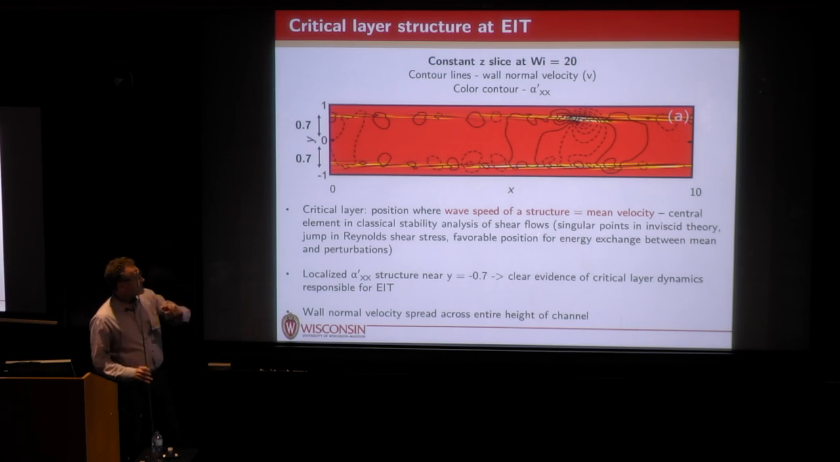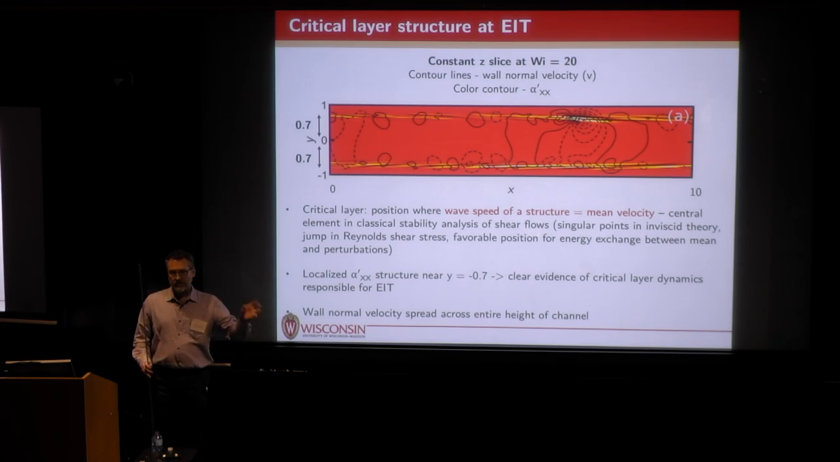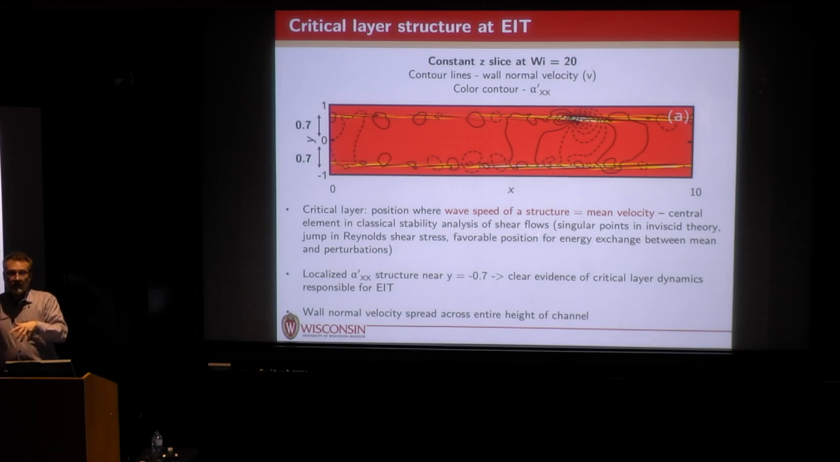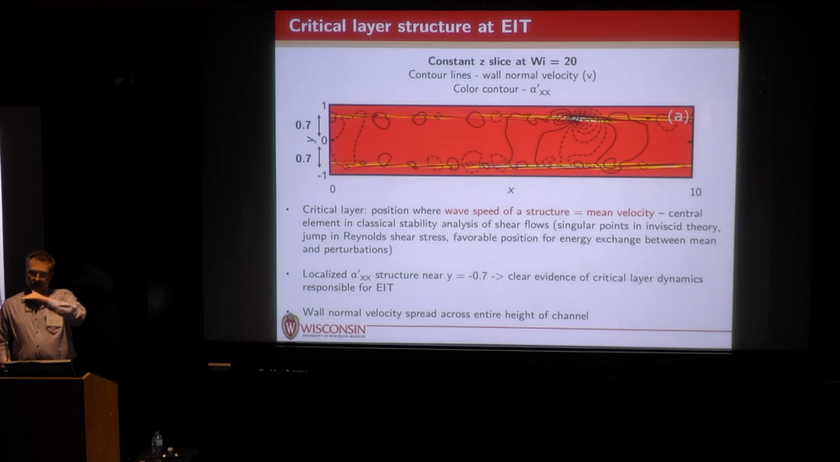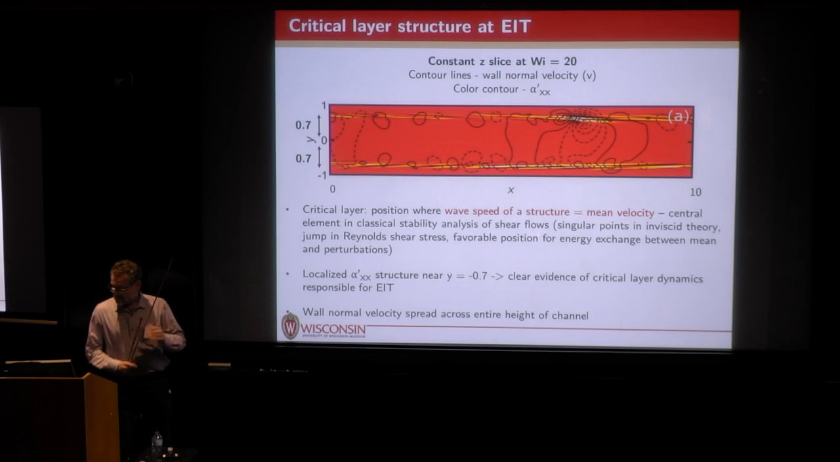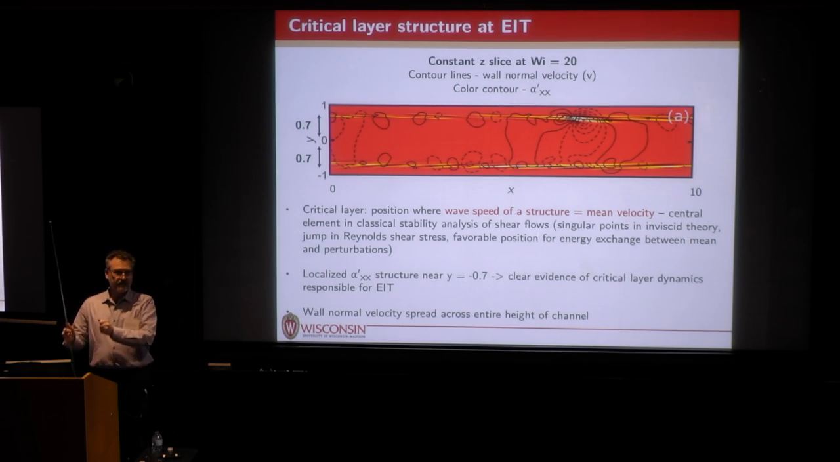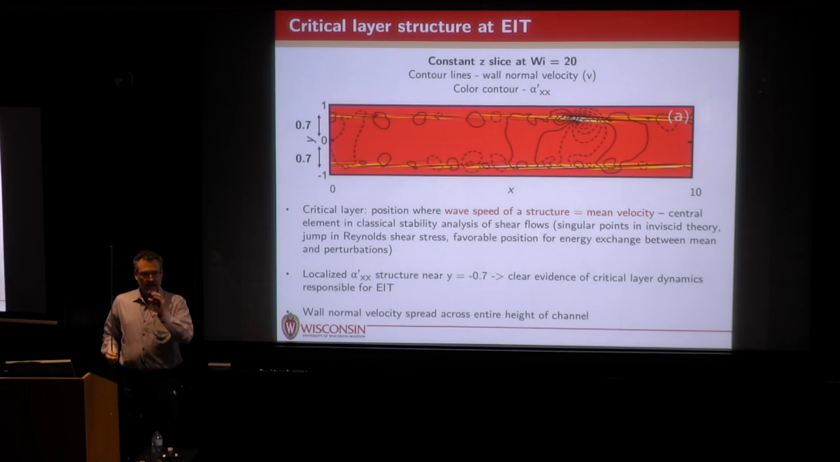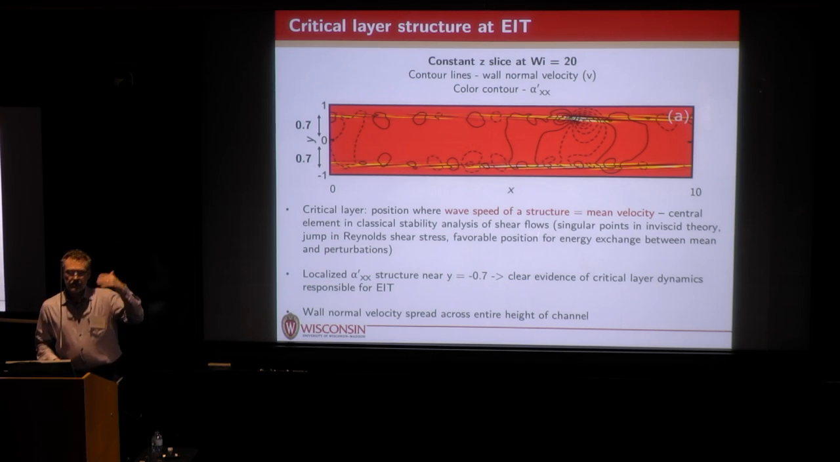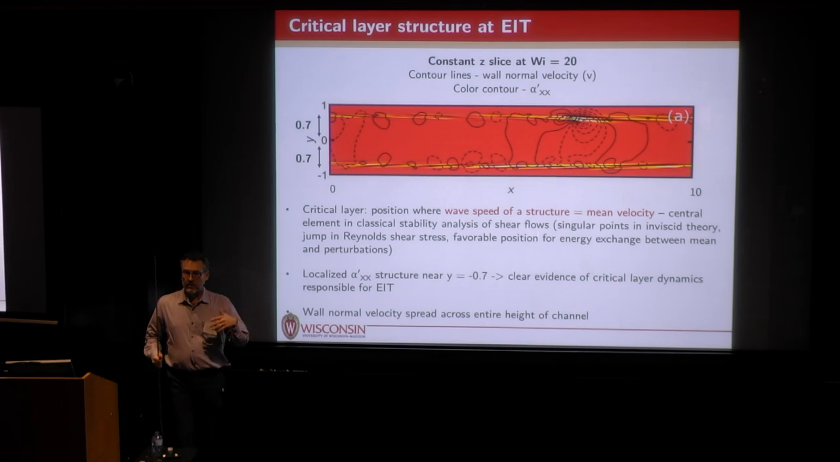This localization is reminiscent of observations from very classical hydrodynamic stability of critical layers. A critical layer is a position where the mean velocity is the same as the wave speed of some kind of wave structure. If you go to Drazin and Reid, or any classical book on hydrodynamic stability, there are big sections on the dynamics associated with critical layer behavior. For example, in inviscid shear flows, there's a jump in the Reynolds stress at the critical layer.